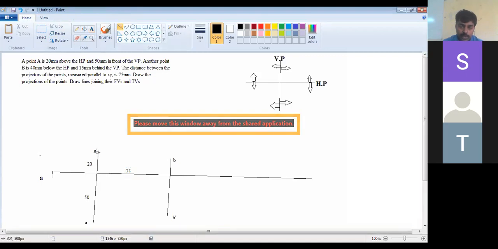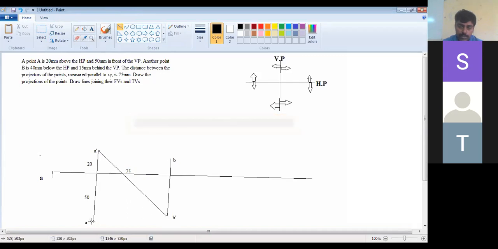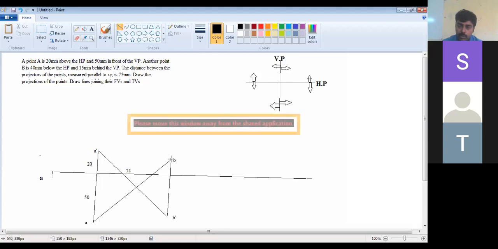A dash, draw like this and join. A dash B dash, you please join it. B dash A B, you please join it. That's all, you are going to get your answer. This is the solution for that. Now let me go for seeing another important thing. Once check the question bank.